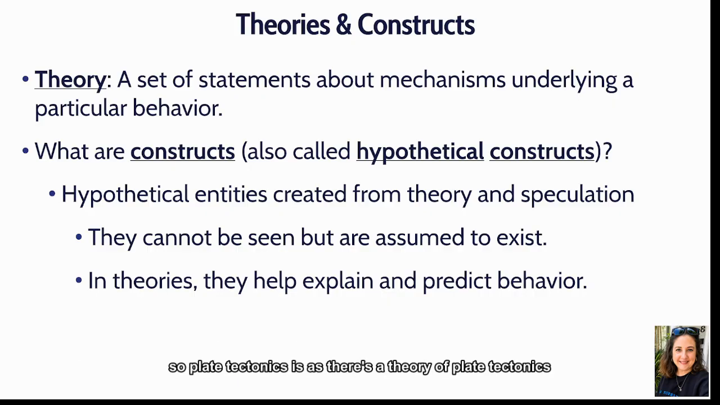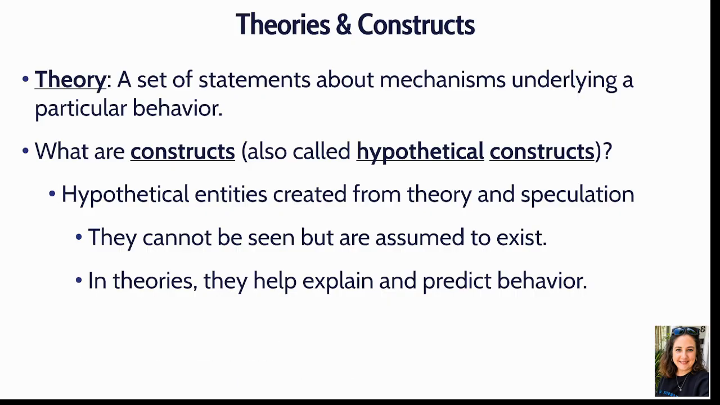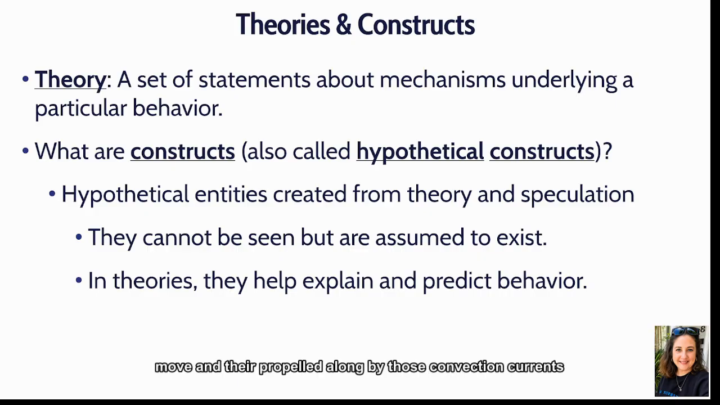There's a theory of plate tectonics that states that there are mechanisms underneath the Earth's surface in the mantle, convection currents that rise and fall, and as those currents rise and fall in the asthenosphere, which is the layer between the mantle and the crust, that kind of overlap there, those plates move, and they're propelled along by those convection currents.